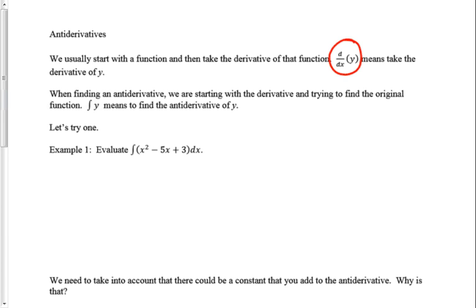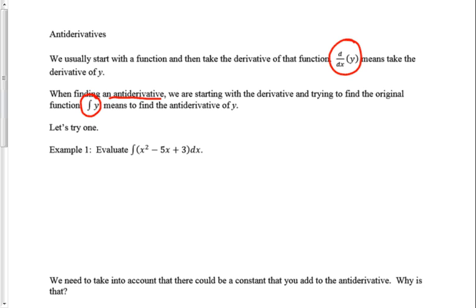When we're finding an antiderivative, however, we are starting with the derivative and trying to find the original function. We're going backwards. This is the notation, this little symbol means to find the antiderivative of y. So let's go ahead and do the first one. We're going to evaluate the antiderivative of x squared minus 5x plus 3. So we're going to just do this one at a time.